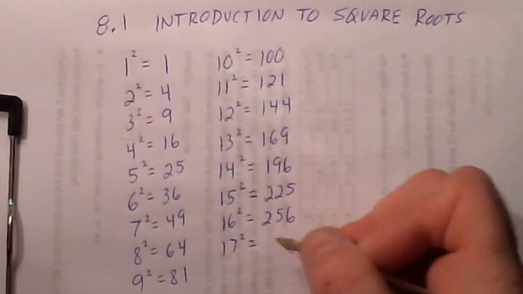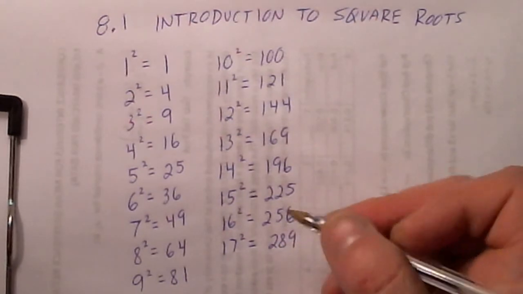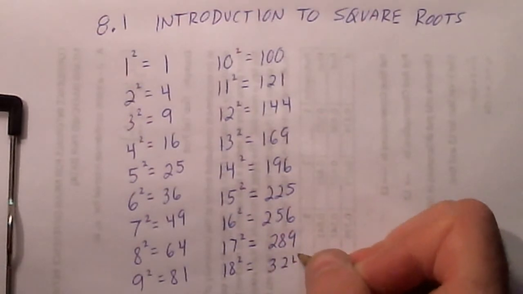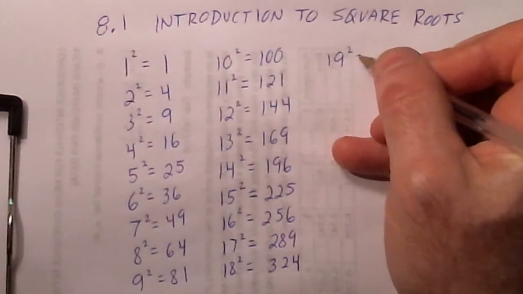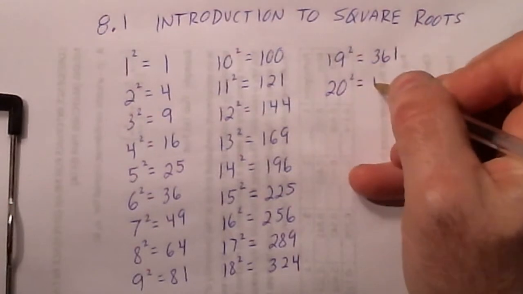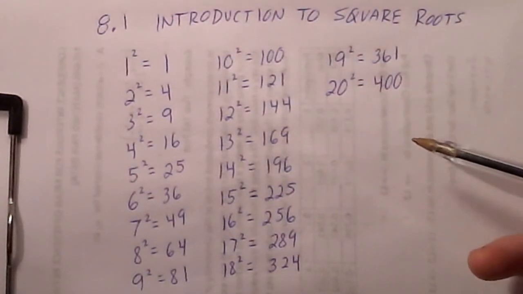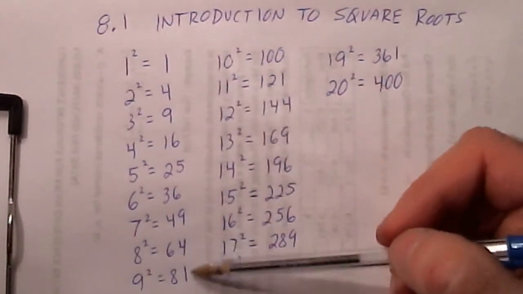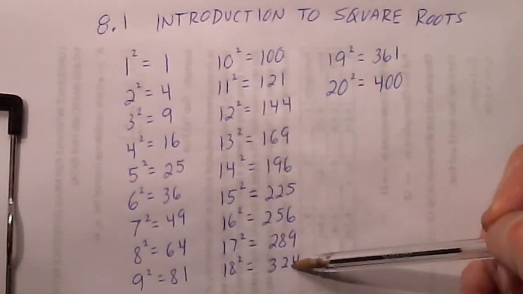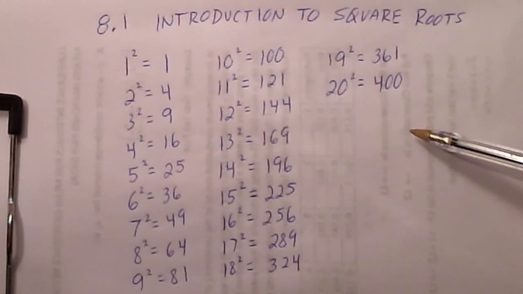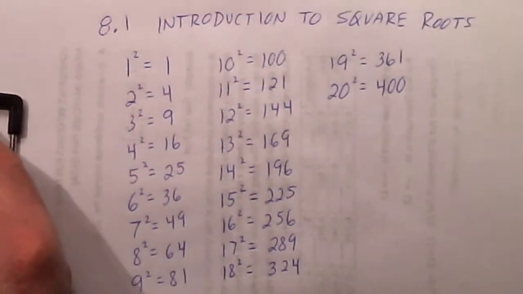17 squared, 17 times 17 is 289. 18 squared, 18 times 18 is 324. 19 squared, 19 times 19 is 361. And 20 squared is 20 times 20, or 400. So, ladies and gentlemen, I have listed the first 20 perfect squares. When working with square roots, it's wise to be familiar with your perfect squares, at least up to 20 squared. Okay, now that we've addressed our first 20 perfect squares, we can begin to look at the square root function in mathematics.